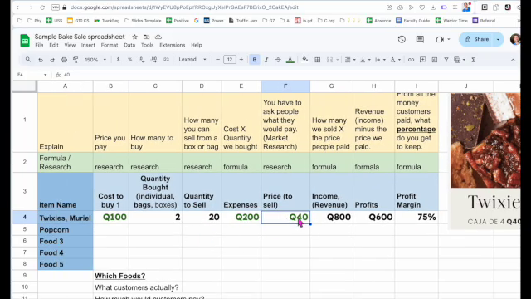So the spreadsheet is wonderful because it lets you play around with prices and dial in just the right amount of quantity and prices for your customers.